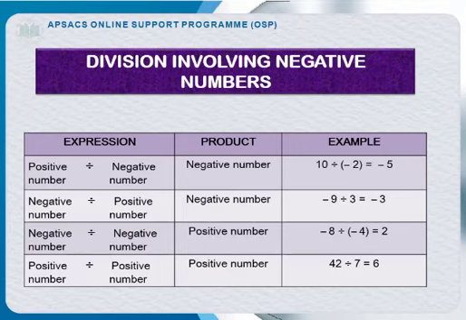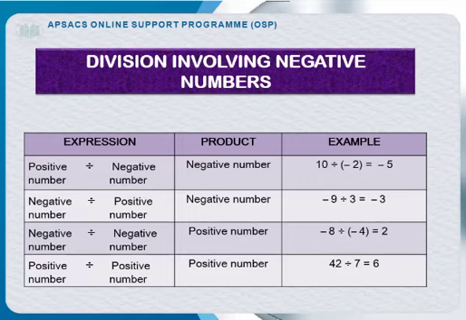Now, rule number 3 is when we divide a negative number by a negative number, it will give a positive number. How? We have minus 8 divided by minus 4. Now, whenever you divide 8 by 4, you get 2. Now, here are minus 8 and minus 4. So, it will become positive 2.